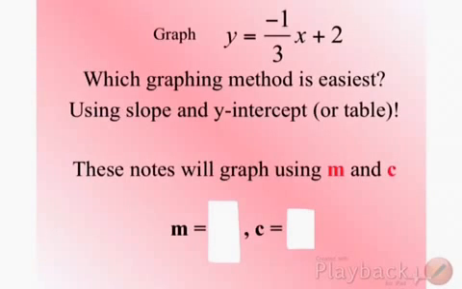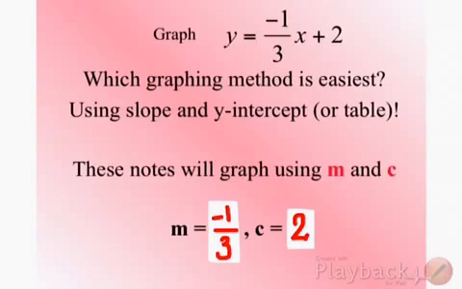So in the first one, we're going to look at graphing y is equal to negative a third x plus 2. And we're just going to try and work out which graphing method is easiest. So using the slope and y-intercept or the table is what we're going to come up with, because it's really obvious to see what our m and what our c is. Straight away I can see that my m is negative 1/3 or 1 over negative 3. Doesn't really matter what way you write it. So my m is equal to negative 1 over 3, and my c is really obvious, my 2. So c is the y-intercept.